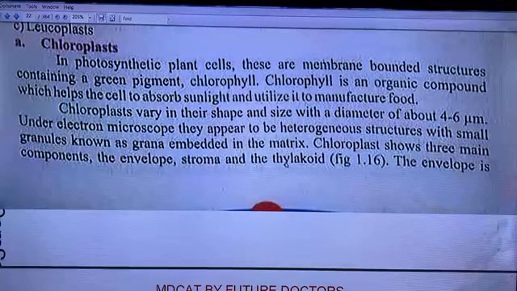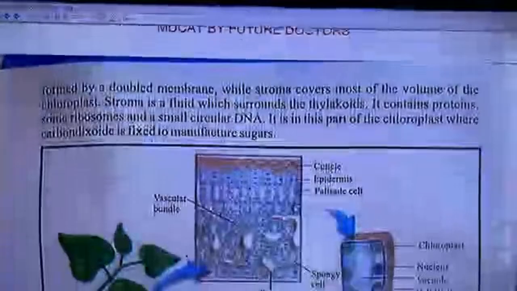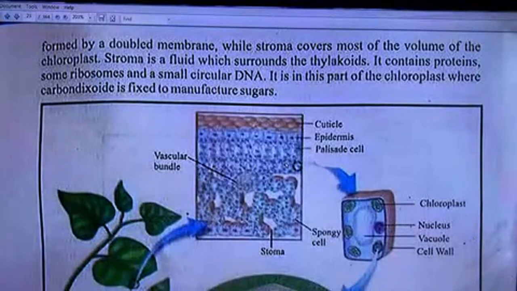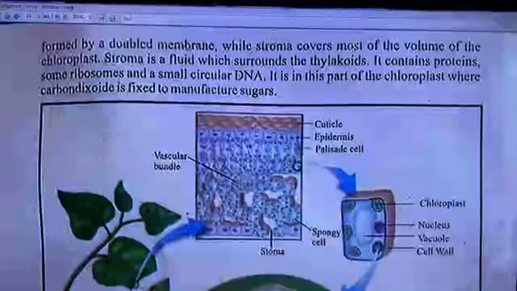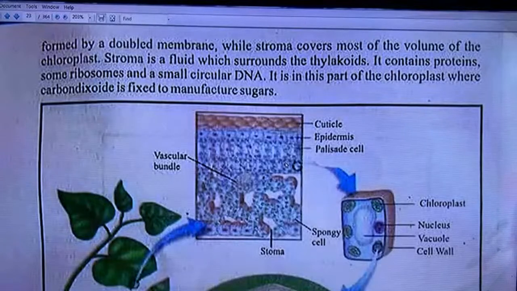Chloroplast shows three main components: the envelope, stroma, and the thylakoids. The envelope is formed by a double membrane, while the stroma covers most of the volume of the chloroplast. Stroma is the fluid which surrounds the thylakoids. It contains protein, some ribosomes, and cellular DNA. It is in this part of the chloroplast where carbon dioxide is fixed to manufacture sugars.